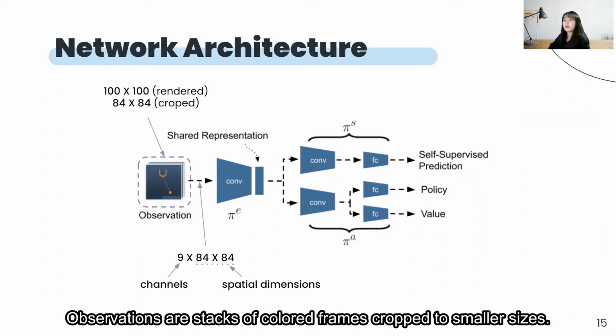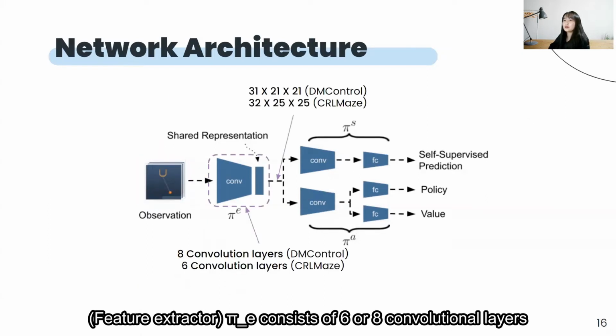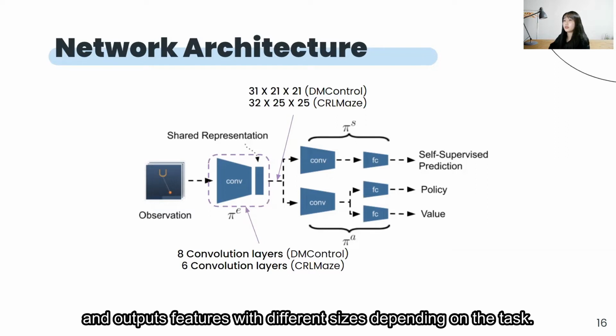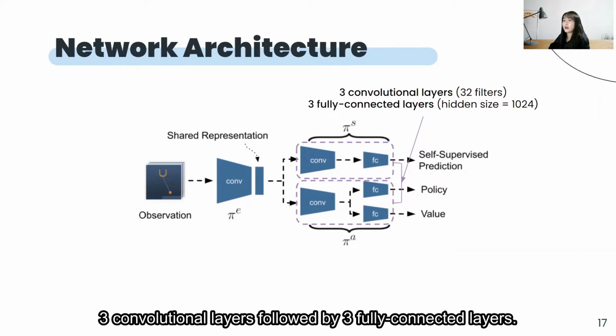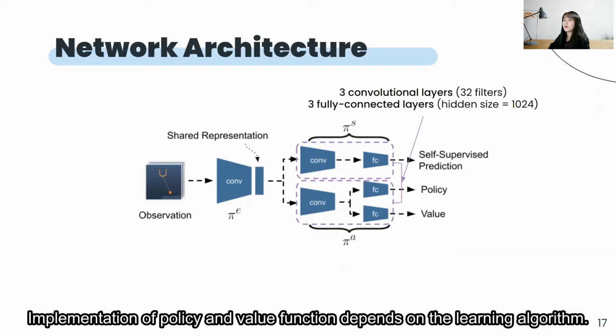Observations are stacks of colored frames cropped to smaller sizes. φ_e consists of 6 or 8 convolution layers and outputs features with different sizes depending on the task. φ_s and φ_a consist of 3 convolution layers followed by 3 fully connected layers. Implementation of the policy and value function depends on the learning algorithm.